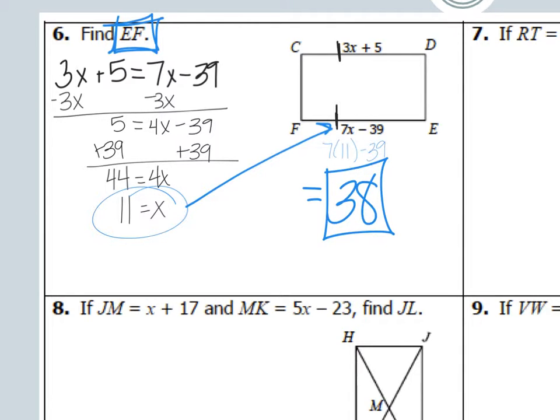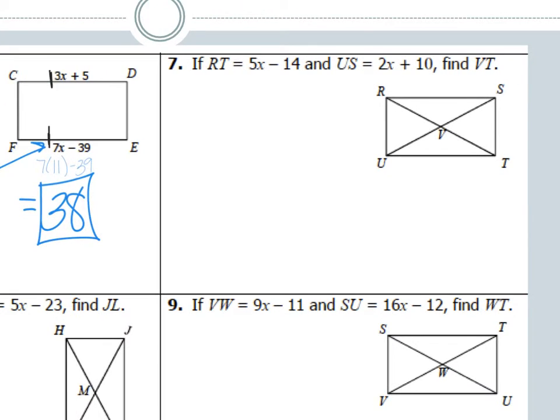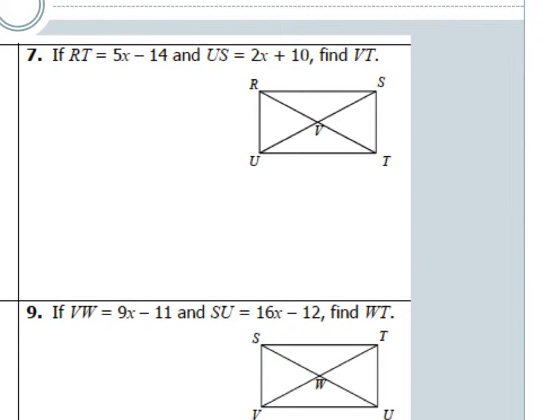Number 7. If RT equals 5x minus 14 and US is 2x plus 10, find VT. So, okay, I'm tired. Here's the thing about our diagonals. We know they're congruent, which means they're equal to each other. So 5x minus 14 has to equal 2x plus 10.